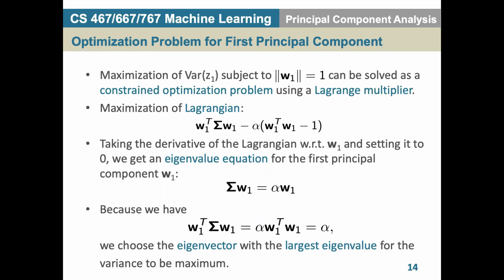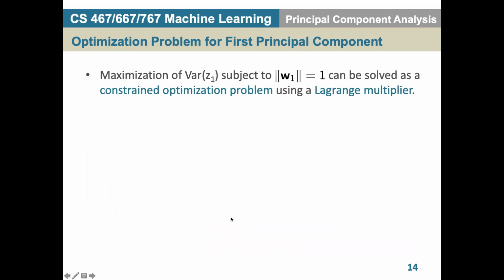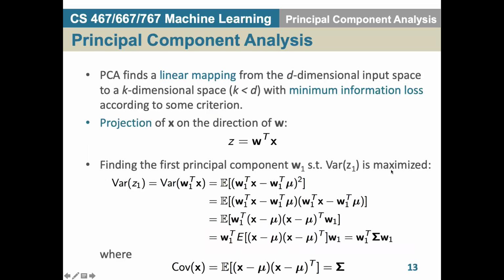Any questions? Again, is eigenvalue a scalar or a vector? It's a scalar. Alpha is a scalar. This is a quadratic form, and a quadratic form is a scalar, which is the variance after you map along the W1 direction. Is that okay? Yes, sir. Thank you. Good.